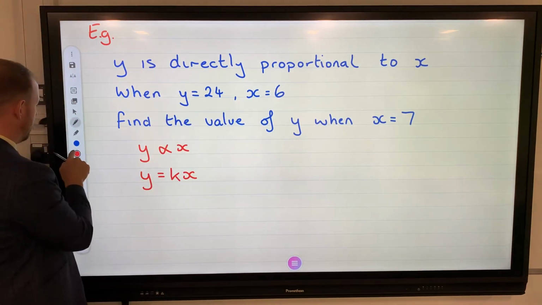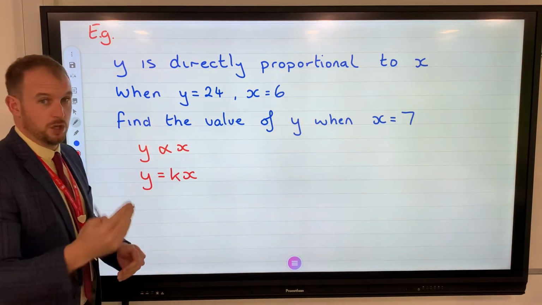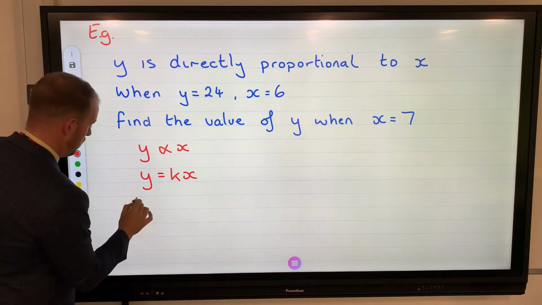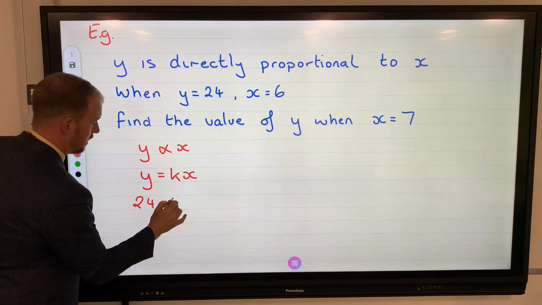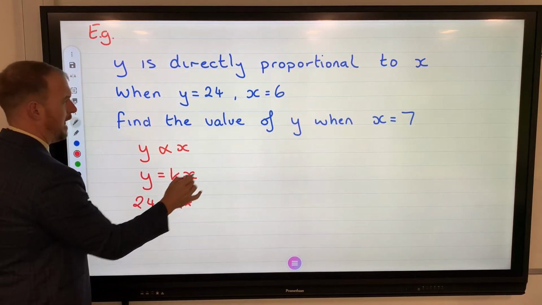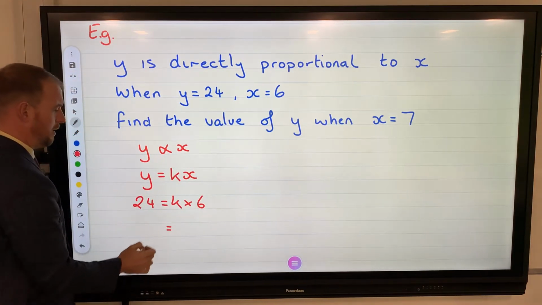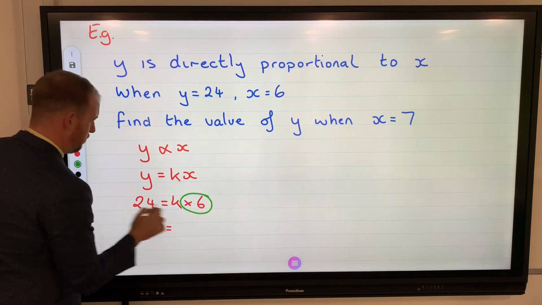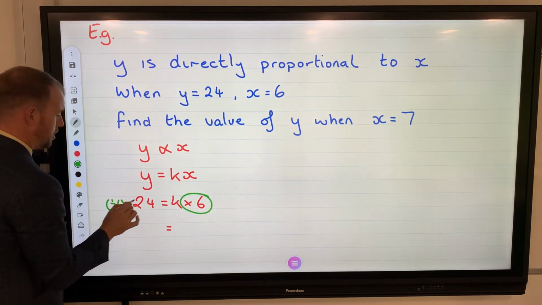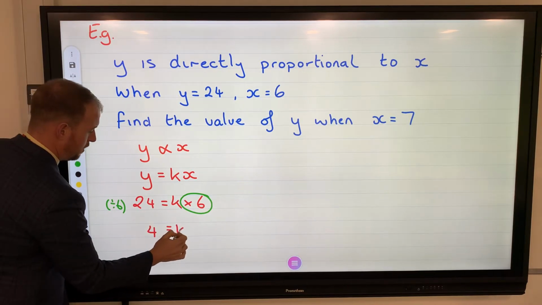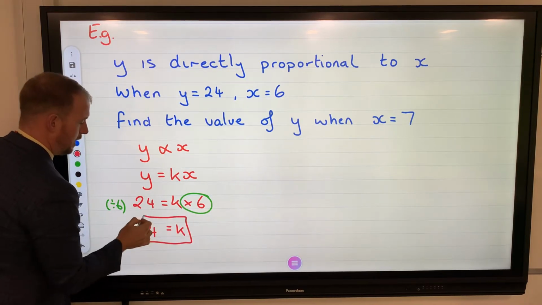Now I'm going to use this part here. When y equals 24, I'm going to do what we call substitution. So I'm going to substitute the y for 24. So 24 equals k times x. Well, x is 6. Using my algebra skills, I can work it out by using the inverse operation. 24 divided by 6 is 4. So my constant is 4.